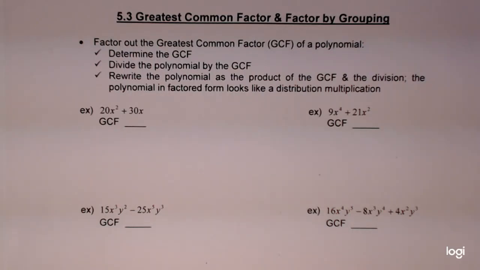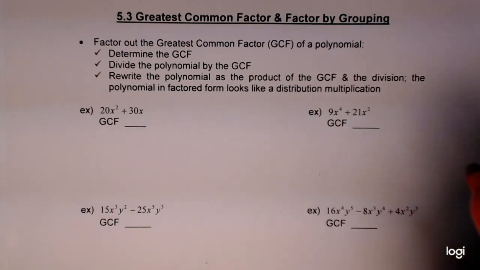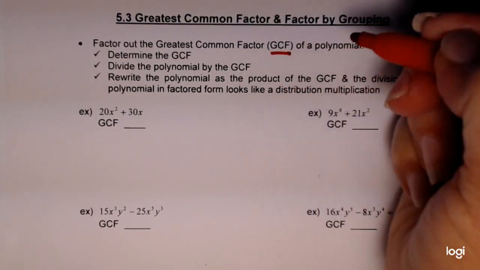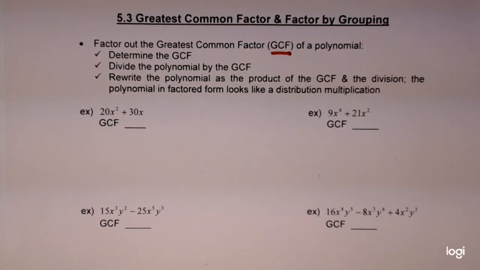So we are moving now away from solving equations and inequalities and absolute value into the world of factoring. And we're going to be looking at a number of factoring techniques. The first that we're going to be looking at is what we call the greatest common factor, or a way that we often just shortcut it, GCF, greatest common factor of a polynomial.